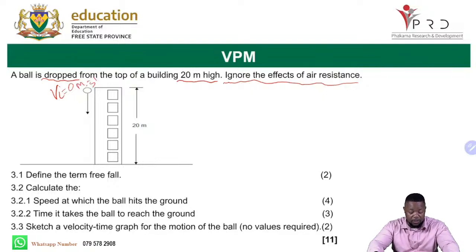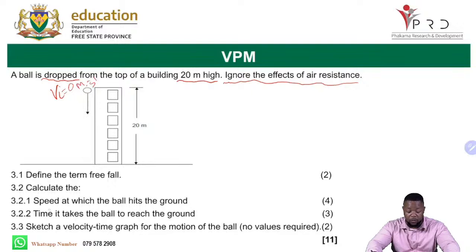Let's look at the questions. 3.1 says define the term free fall. From the examination guideline 2021, you're going to see that free fall should be defined as the motion of an object under the influence of gravitational force only. And then 3.2.1 says that we need to calculate the speed at which the ball hits the ground.